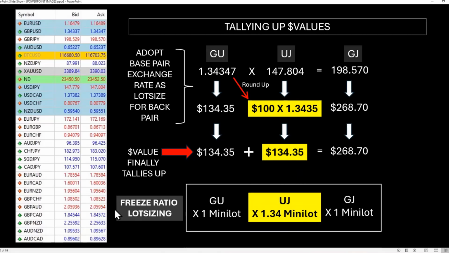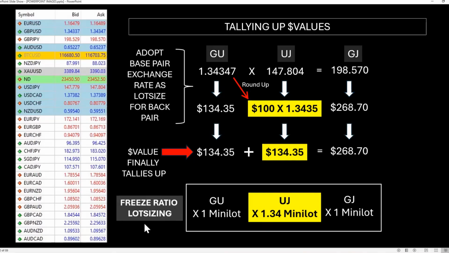Let me just make my final statement. I call this the freeze ratio lot sizing. So if you have 1 mini lot for the base currency, for the back pair currency, you have 1.34. You have adopted the exchange rate as the lot size for the back pair, and your cross pair is again 1 mini lot, as we started off in the beginning. But this is the only one that has been modified to 1.34. If you have this ratio, 1.34 to 1, you are at what I call the freeze ratio with respect to lot sizing.